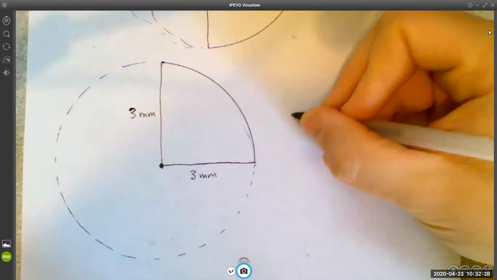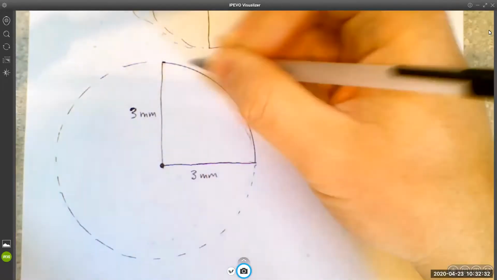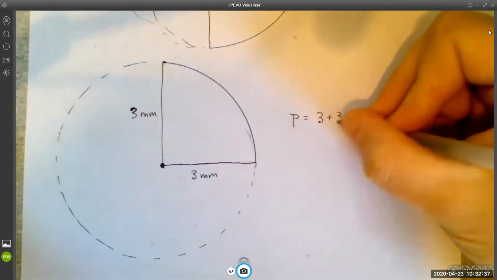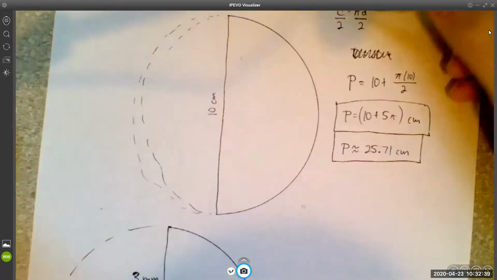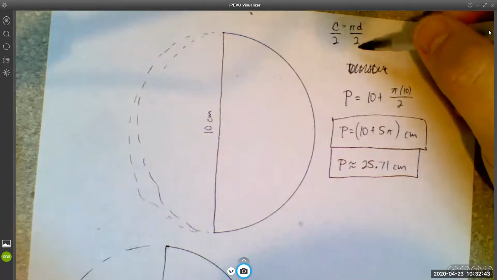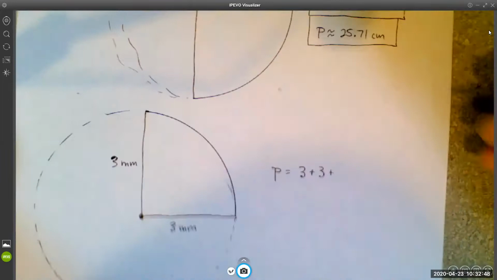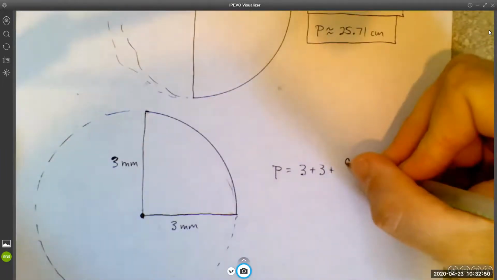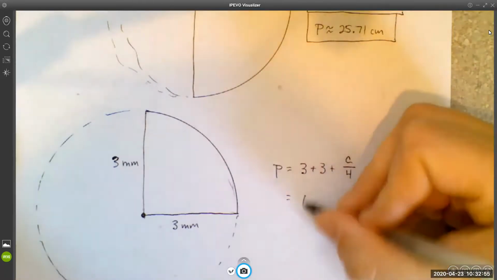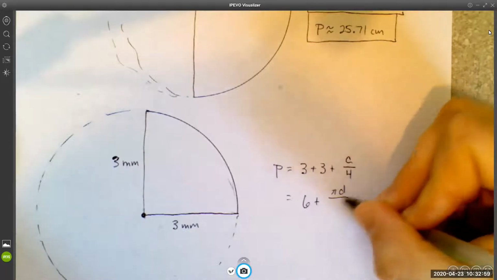So again, I'm going to say the perimeter here is going to be, in this case, 3 plus the circumference of that quarter circle. Well, the circumference of the quarter circle is going to be pi times the diameter divided by 4, right? Maybe I'll even say it's the circumference divided by 4. Well, so that would be 3 plus 3 is 6, plus pi times diameter over 4.